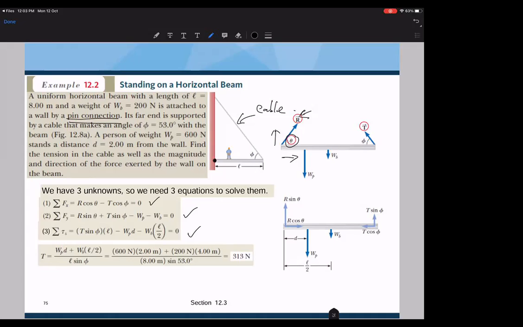So here, the idea is you have the tension in the cable.